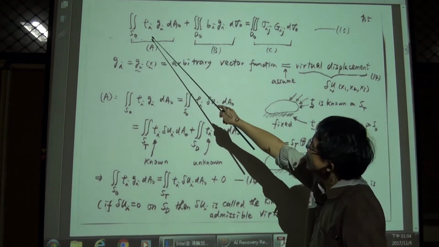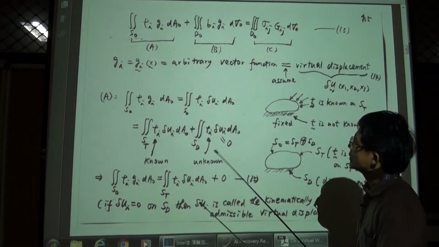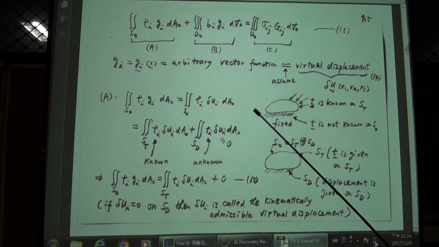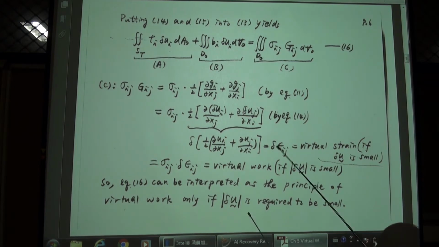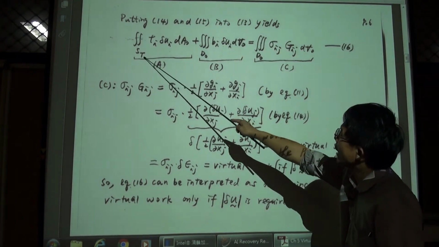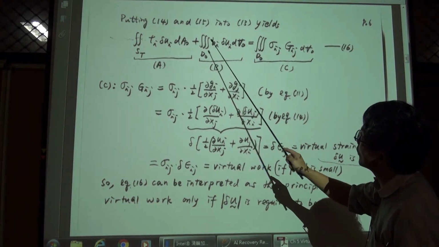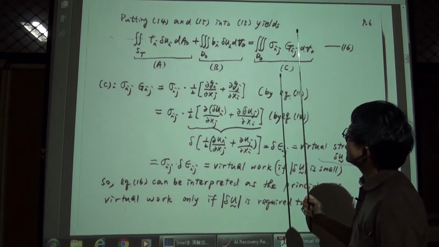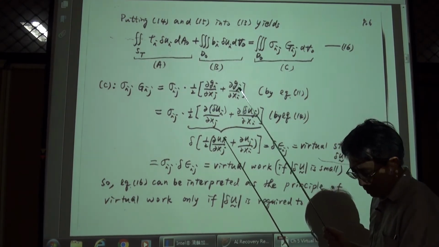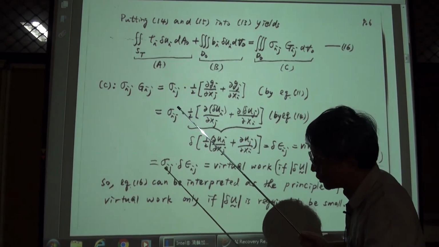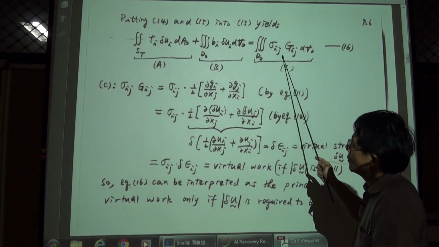Now, this integral can be replaced by this integral, still with the traction t, over ST. And we have the body force, the work done by the body force, and the work done by the friction. And this one is the internal energy induced by the virtual strain.